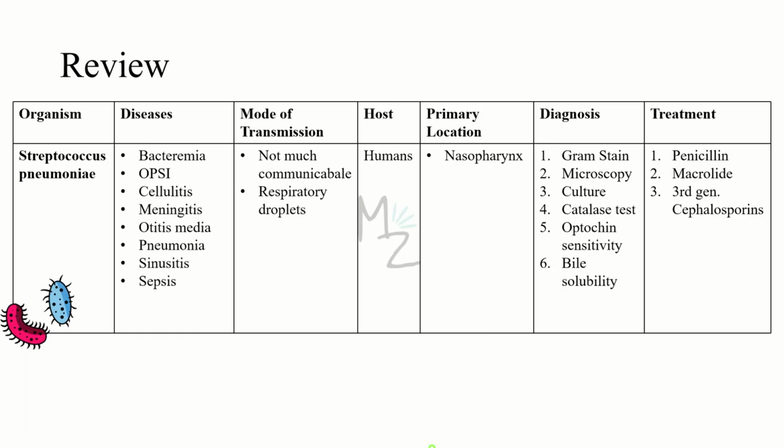It is responsible for causing infections like pneumonia, bacteremia, cellulitis, meningitis, otitis media, sinusitis, and sepsis. It is not very communicable because it's a part of human normal flora, but it can spread through respiratory droplets. Humans are the main reservoirs and there's no animal host for this bacteria. The primary location is the nasopharynx. Diagnosis is based on Gram stain, microscopy, culture, catalase test, optochin sensitivity, it is optochin sensitive, and bile solubility, this bacterium is bile soluble. Treatment is done with penicillin, macrolides, and third-generation cephalosporins.